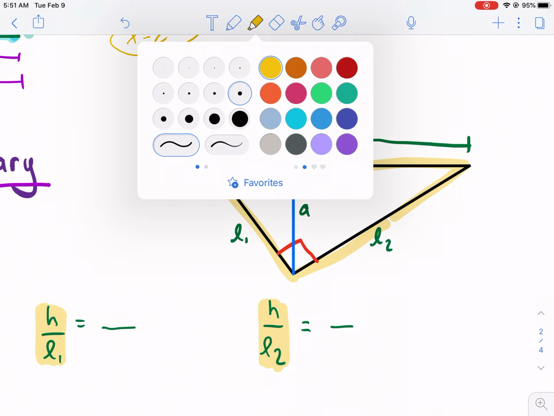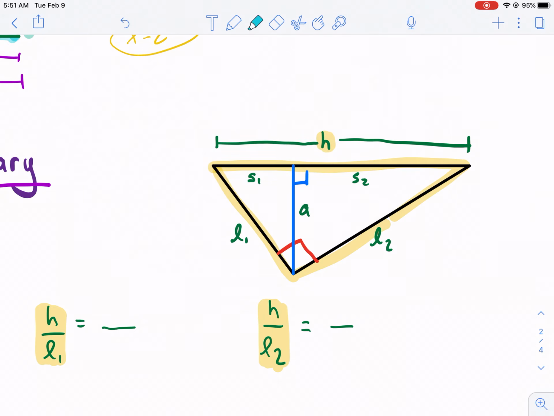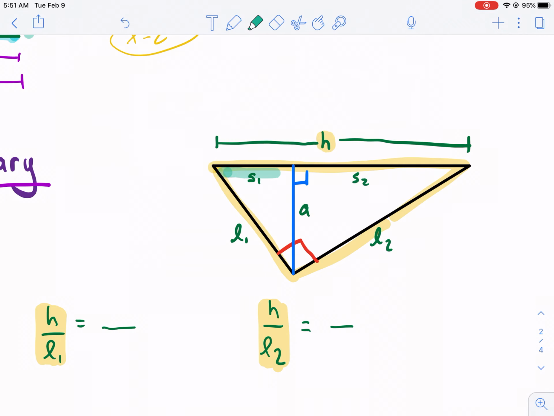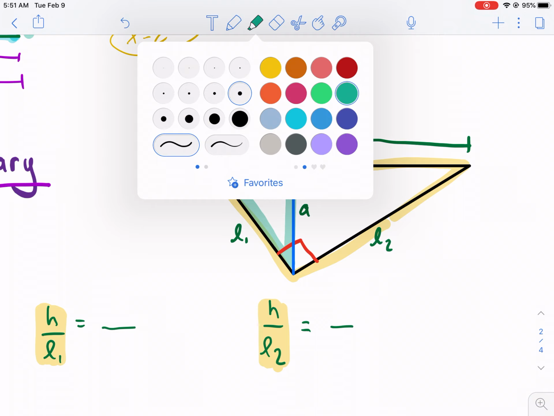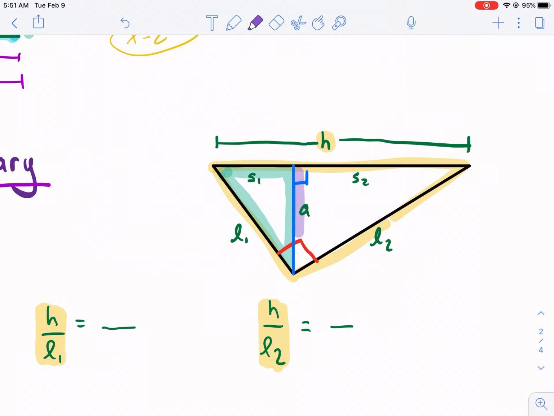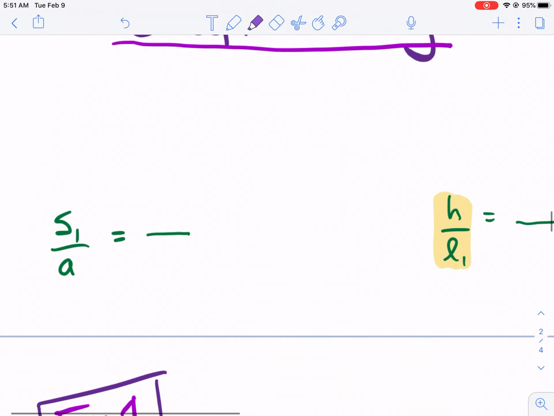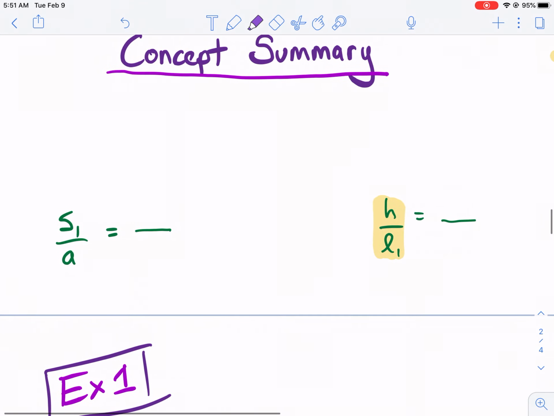Now, what I like to do is draw the outlines of the small triangle, just to help us see it a little bit better. I think this will help us too. So go ahead and make sure you do this. That helps us see the 3 different triangles. Now, what are we talking about here? The first one is we're comparing S1 over A.